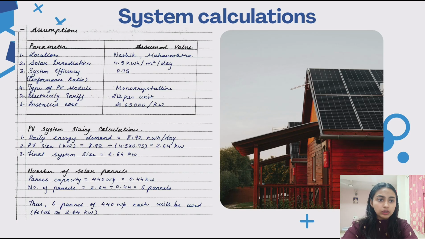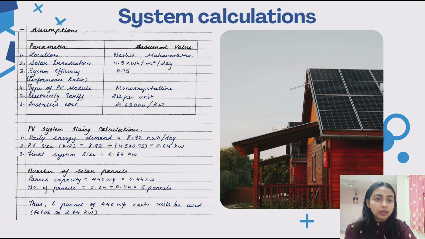Here are a few assumptions which you can see on your screen. So now using this daily consumption, I calculated the required PV system size. Okay. So the formula to calculate the PV system size is the daily demand that we had calculated before, divided by solar irradiation multiplied by performance ratio. So for Nashik, the average solar irradiation is 4.5 kilowatt hour per square meter per day, and the system performance ratio is 0.75 as the table shows.